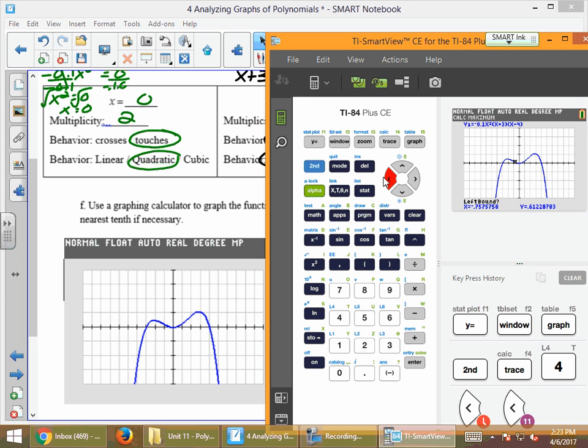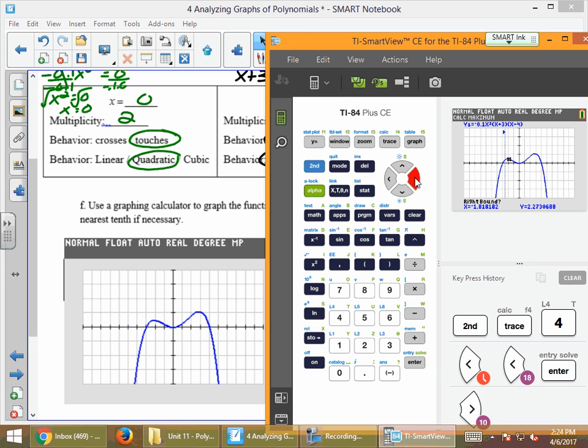Find that first turning point, and it says left bound. So that means you're just going to arrow over. So you're a little bit left of where you think the turning point is, and hit enter. Right bound, you're just going to arrow over. So you're to the right of where you think the turning point is. Not too much though. Hit enter.